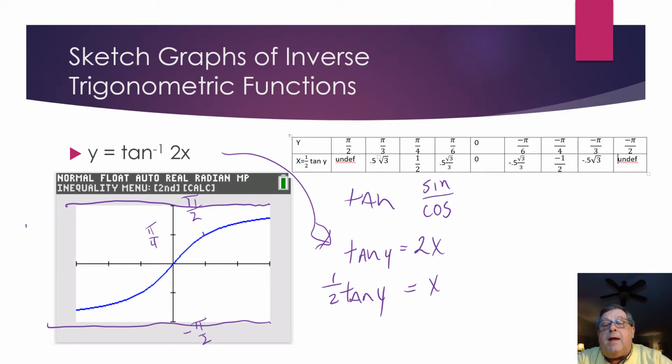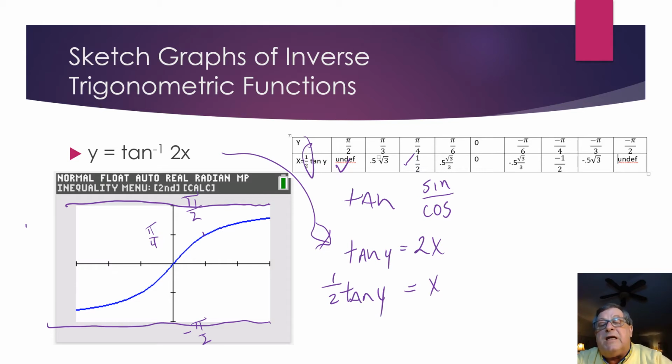Well, at pi over 2, the sine is 1, but the cosine is 0, and so we would be undefined. And at pi over 3, the sine is going to be the square root of 3 over 2. The cosine is going to be 1/2. So the square root of 3 over 2 times 2, the reciprocal of 1/2, is going to give us the square root of 3, but we got 1/2 of that amount. So that gives us 1/2 square root of 3. At pi over 4, well, the sine is square root of 2 over 2, and the cosine is square root of 2 over 2. That equals 1. So 1/2 of that is 1/2.